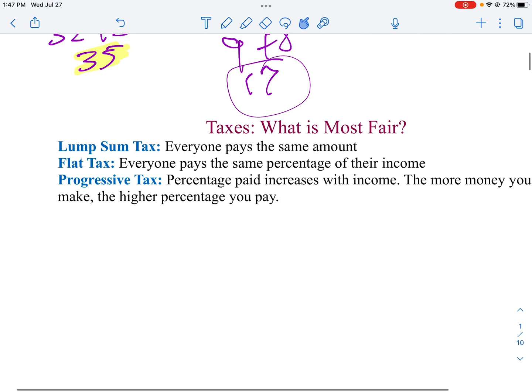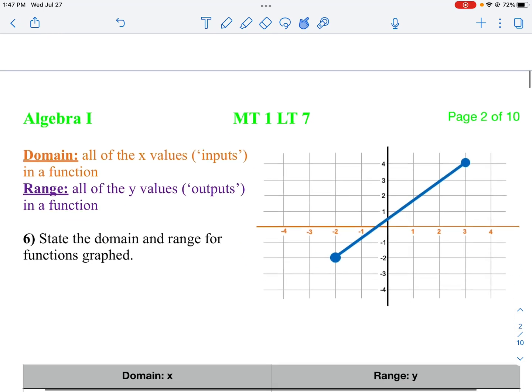Now, all this has to do with domain and range. Domain are all the x values. So it's all the x values you have. Look at this one for question 6, state the domain and range. My x's go from -2 all the way to +3. I'm including all of them.